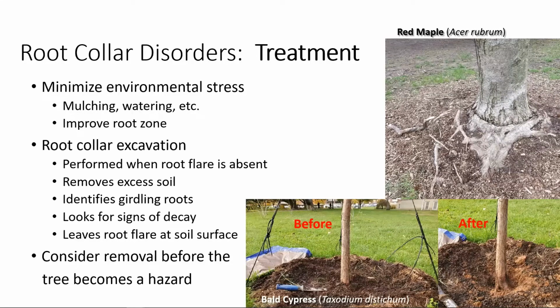And it takes some time and some digging, but it's not rocket science. Most all of us on this call today can successfully do this with some careful excavation. So we're going to remove that excess soil. We're going to look for girdling roots. That's the biggest thing I'm usually looking for as I'm doing this. Look for signs of decay while we're down there, abnormal looking bark, signs that an area may be dead. And at the end, we're going to leave the root flare at the soil surface.